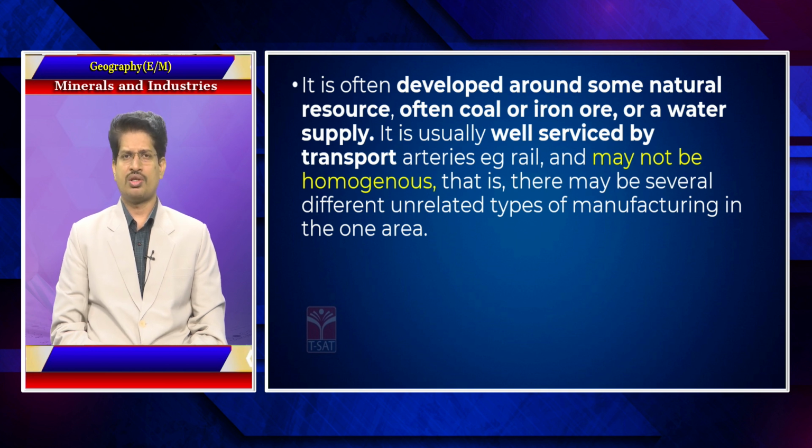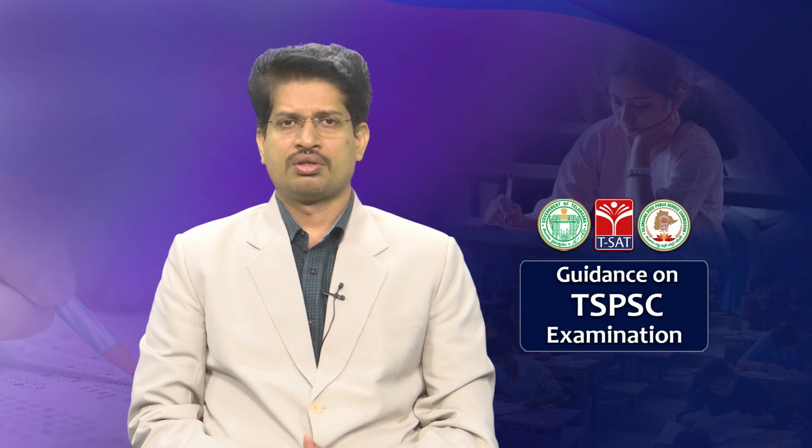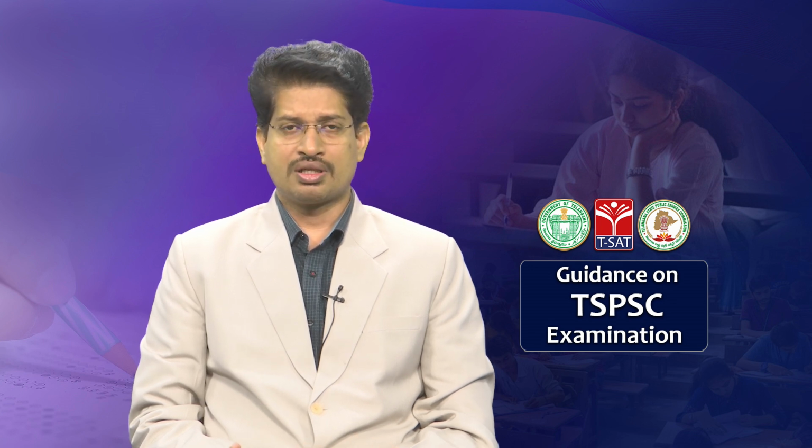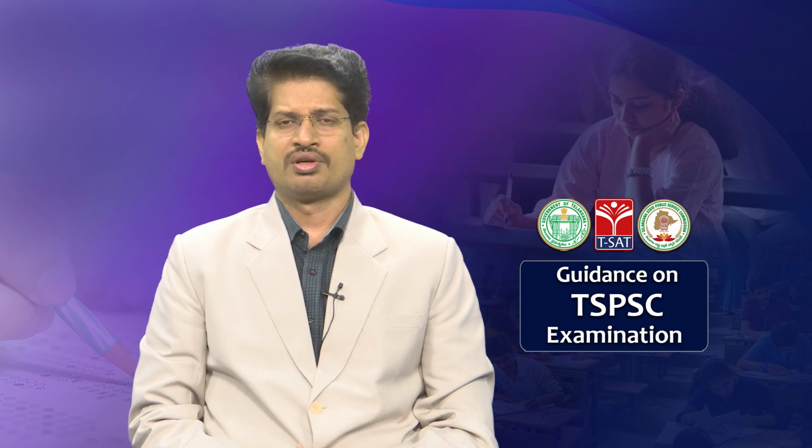And these industrial regions may not be homogeneous. Homogeneous means that in an industrial region there need not always be the same type of industries established. When an industry is established in a region, ancillary industries develop surrounding these industries. For example, if you have an automobile industry, you require electrical wiring for electronic systems, you require tires for the automobiles, and certain leather seats, sofas, etc.